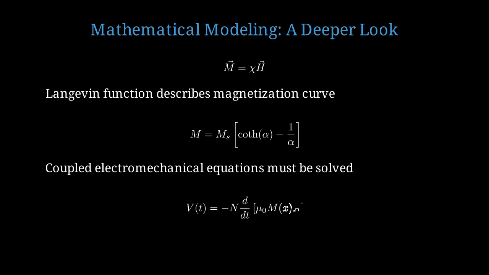The induced voltage V of t equals negative n times the time derivative of mu0 times m of x times a, explicitly showing the dependence on droplet position x. As we conclude, let's look at future prospects and emerging technologies in this field.